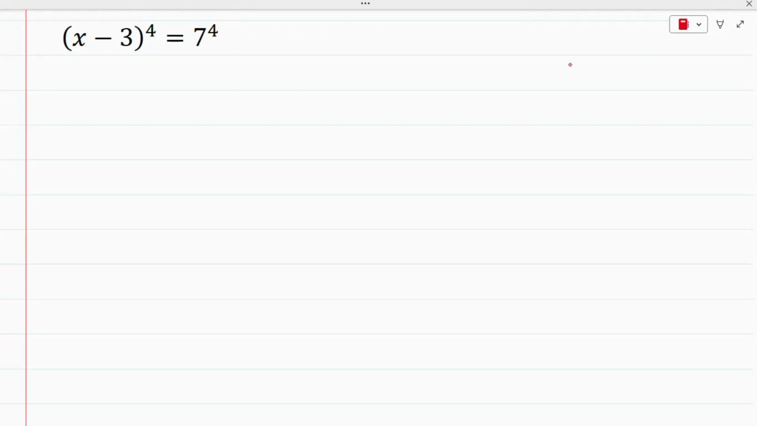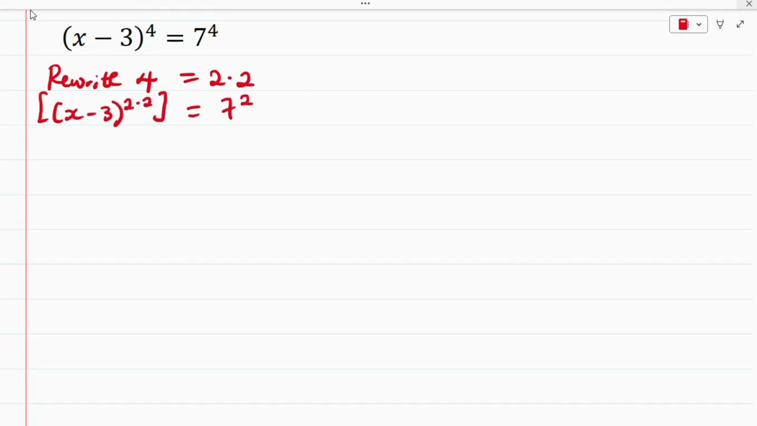So right here we have this question that says (x minus 3) raised to the power of 4 is equal to 7 raised to the power of 4. So guys, the first thing we want to do is to simply rewrite 4 to be equal to 2 multiplied by 2. So the original equation becomes (x minus 3) raised to 2 multiplied by 2 is equal to 7 raised to the power of 2 multiplied by 2, and we can easily rearrange this to be ((x minus 3) squared) squared is equal to (7 squared) squared right here. So we have this right here.